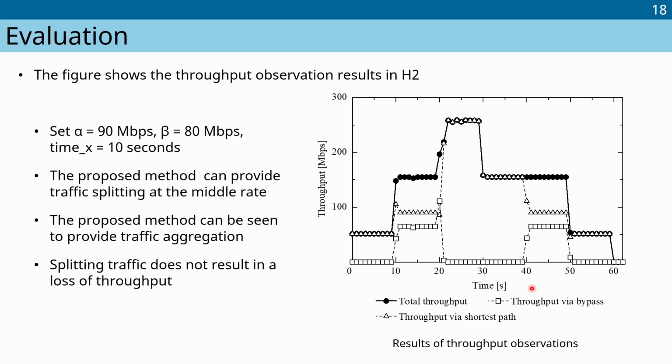again. In this figure, the total throughput from 30 to 40 seconds and from 40 to 50 seconds are almost equal, so the traffic splitting did not lose any throughput. Finally, when the first additional traffic flow stopped at 50 seconds, the split traffic flows were aggregated on the shortest path at a low rate, and no traffic exists in the bypass.